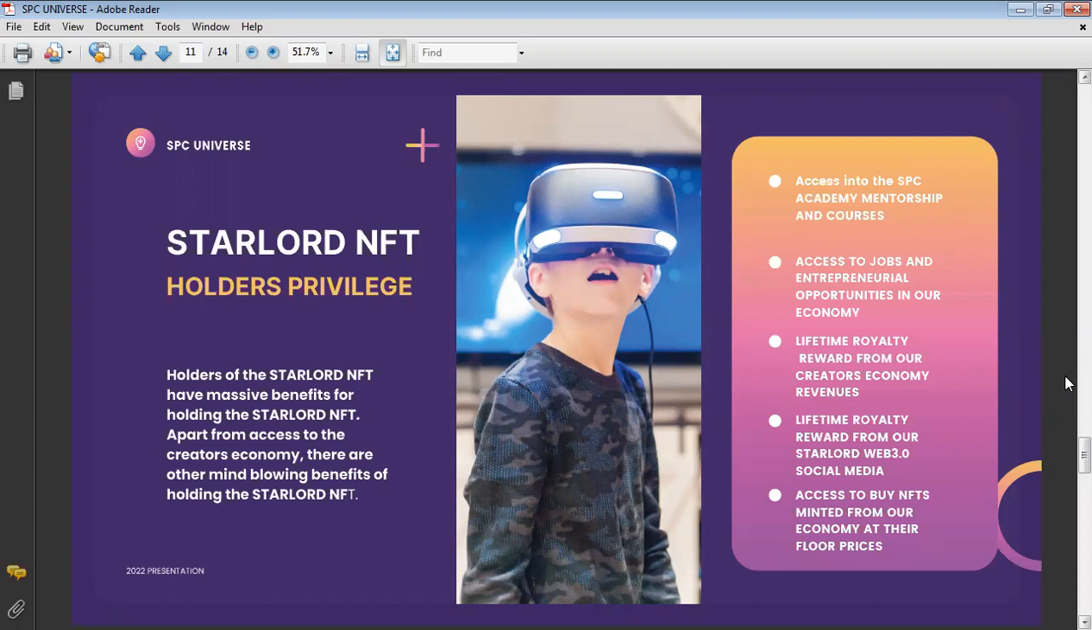Access to buy NFTs minted from our economy at their floor prices. Many of our creators are going to be minting NFTs, and being a member of the creators economy, you get to buy these valuable NFTs before they are available to the public community. You get in on all these things at the earliest and at the cheapest price.